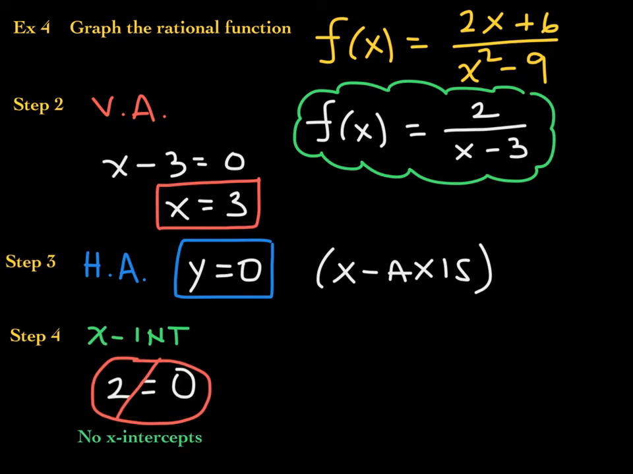All right, now let's find the y-intercept. Now remember, the y-intercept is always found by plugging in 0 for x. All right, so I'm going to do f of 0.